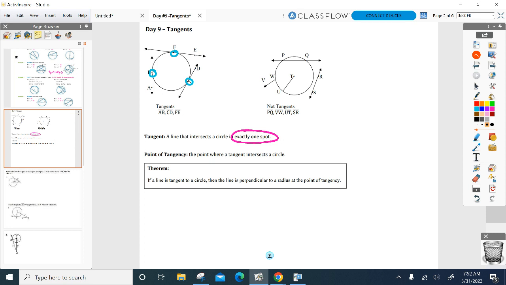Why isn't RS a tangent? Why wouldn't I say RS is a tangent on my second diagram? Doesn't even touch anywhere. It's got to touch once and only once. Why not PQ? Touches twice. All right. What's wrong with TU? Well, it touches once, right? At U?